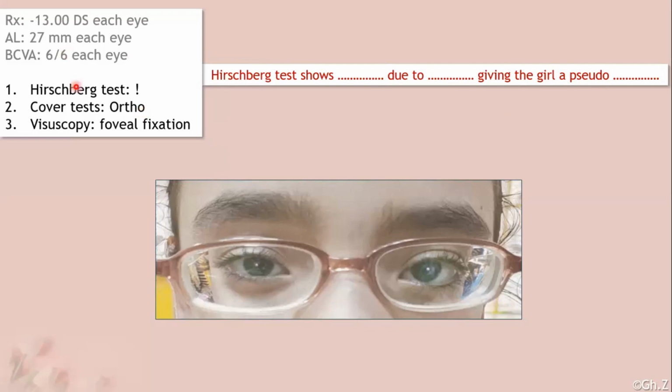Coming now to negative angle kappa and pseudo-esotropia. This comes with what? Which error of refraction? Myopia or hyperopia? So you have to say high axial myopia. Someone said index myopia. No, no, no.